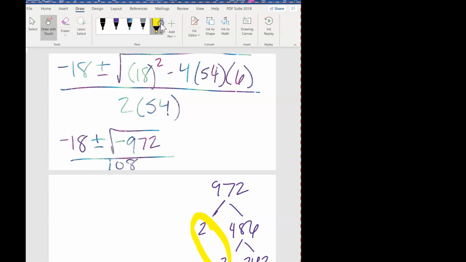Now, if you noticed, 3 was left by itself. It stays underneath the radical. Okay. Now, this negative. We have learned in previous lessons that the square root of a negative is actually an I. Okay, so when I pull that negative out, I'm going to pull an I out. So I have negative 18 plus or minus 18I times the square root of whatever's left over, which is 3, all over 108.